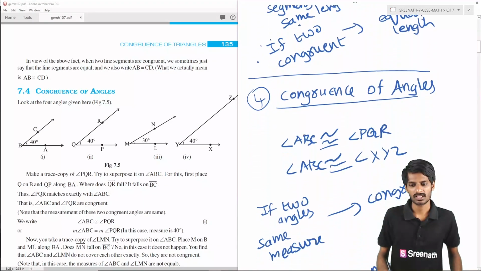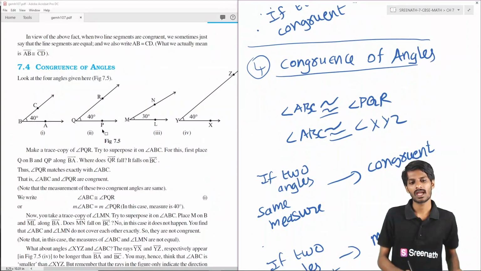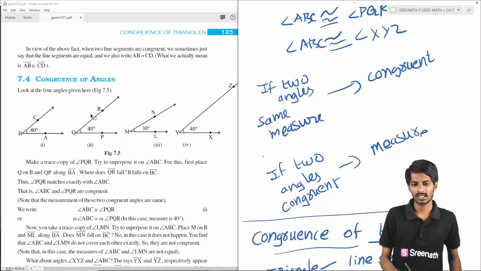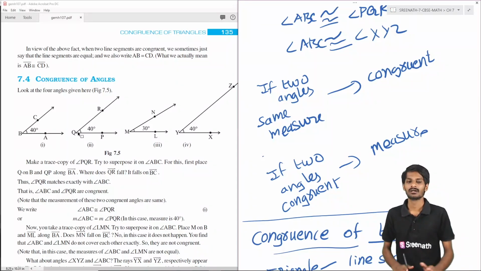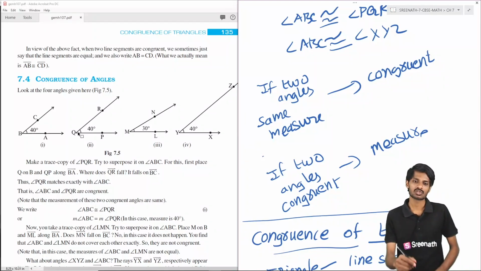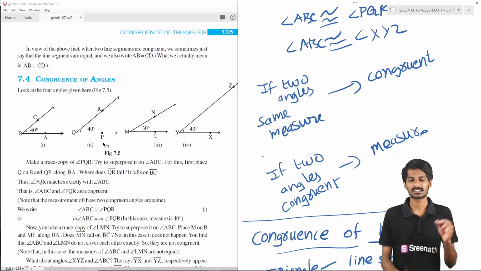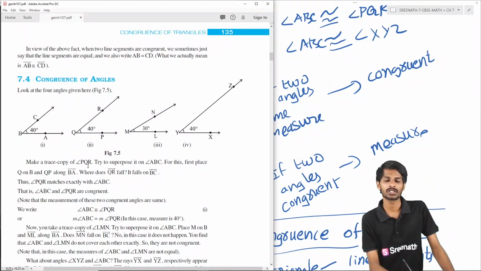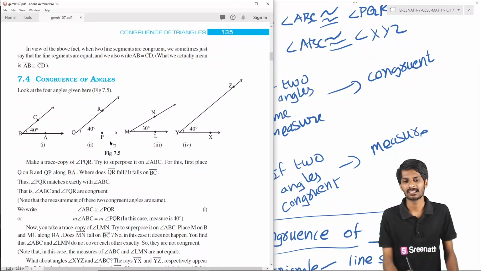Next thing is congruency of angles. If two angles have the same measure, then they are congruent. If two angles are congruent, then they have the same measure. No need to worry about the length of the line segments, the arms of the angle, students. Here the arms are just for direction purposes only. So this is corresponding to this in terms of angle.